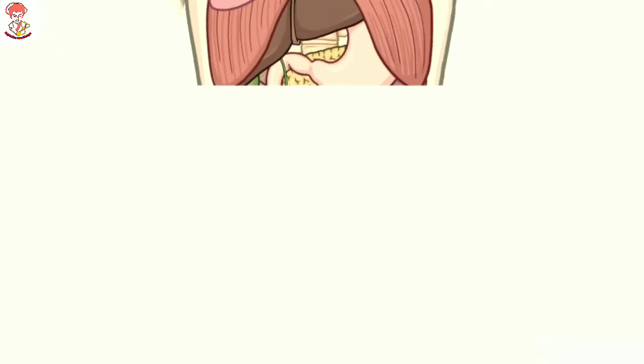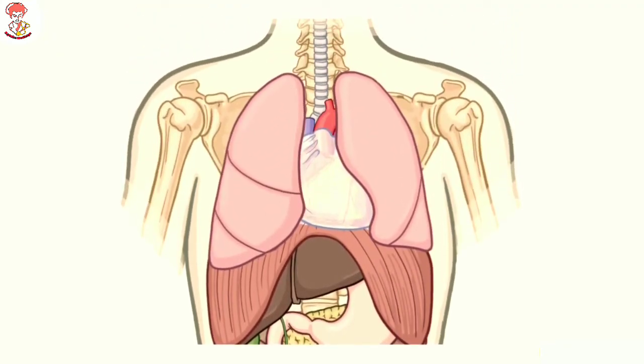Hi everyone. The heart is a muscular organ just slightly bigger than a person's loosely clenched fist. It is located in the thorax, more specifically between the two lungs in a space called the mediastinum.